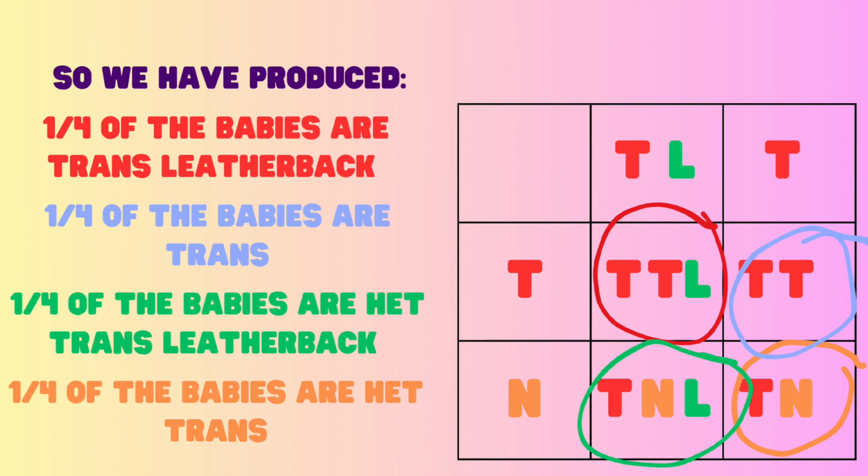So 1/4 of the babies are going to be trans leatherback. That's that top left corner. We've got TTL, trans leatherback. 1/4 of the babies are going to be trans. That's the right corner. That's double T, just trans, nothing else. 1/4 of the babies are going to be het trans leatherback. That's going to be the bottom left corner, T and L. So T N together is going to be het trans, and then the L for the leatherback. And then the last quarter is going to be het trans, just simple, T and N.